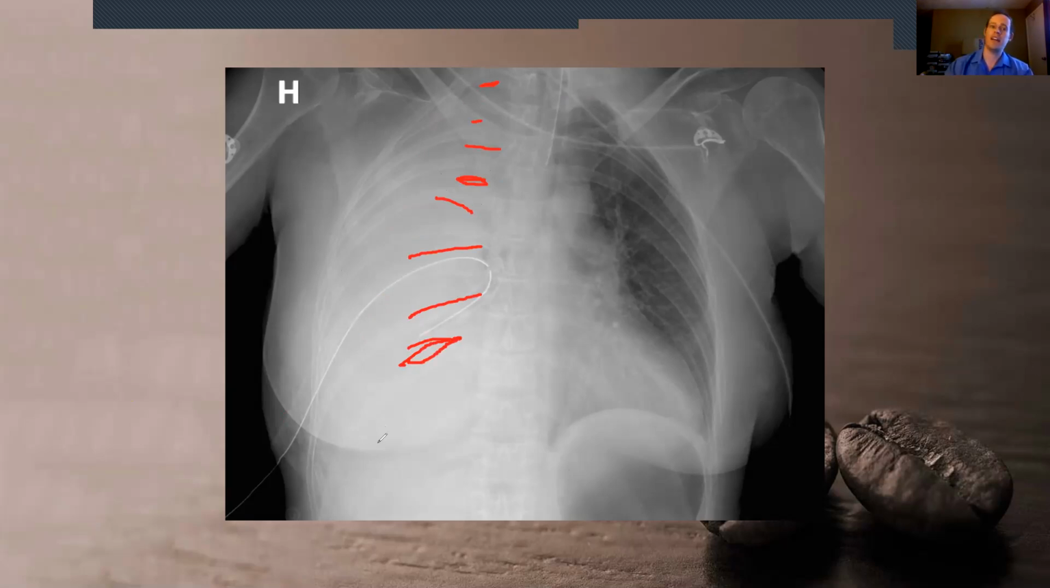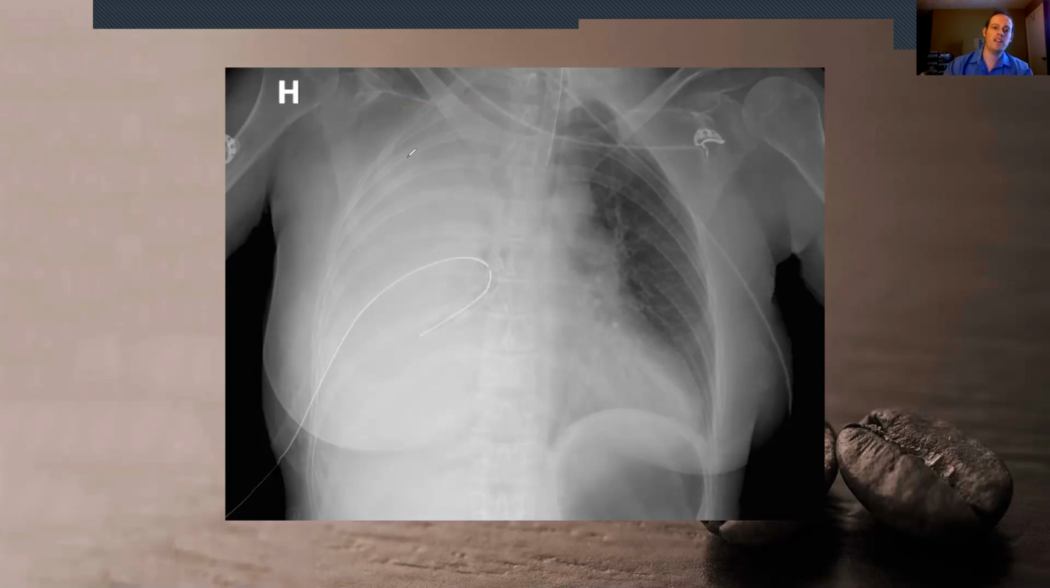If you walk in and see an x-ray and that tube's down here, we got a big problem. That tube's not in the right spot. Or if it's way up here, we got another problem. It needs to be in this range right here. 4th to 8th intercostal space.